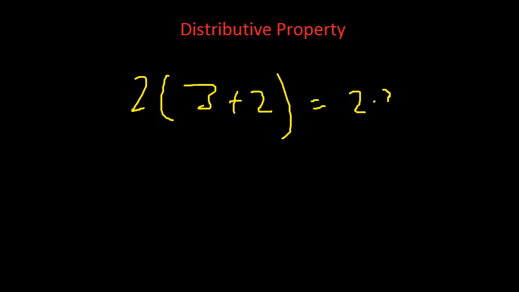The distributive property says that if I take 2 times (3 plus 2), then that is the same as 2 times 3 plus 2 times 2.